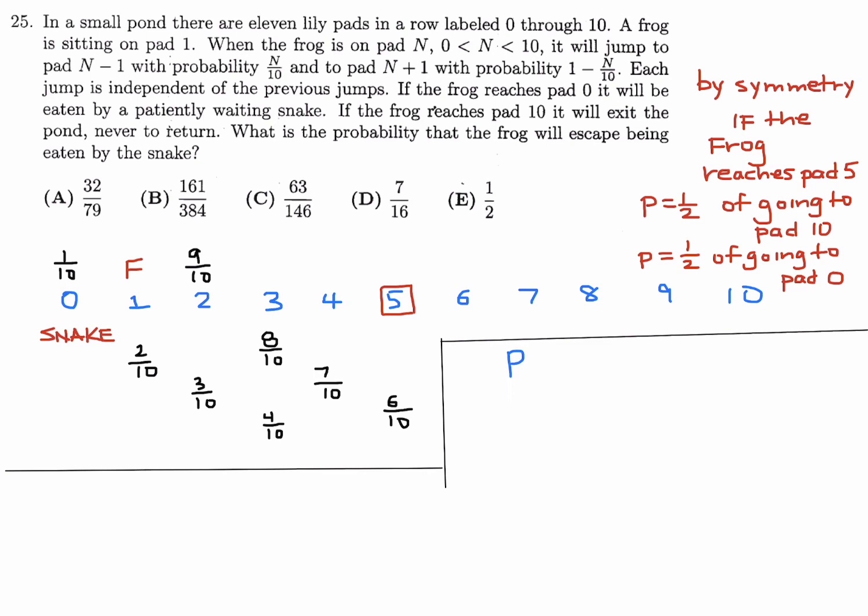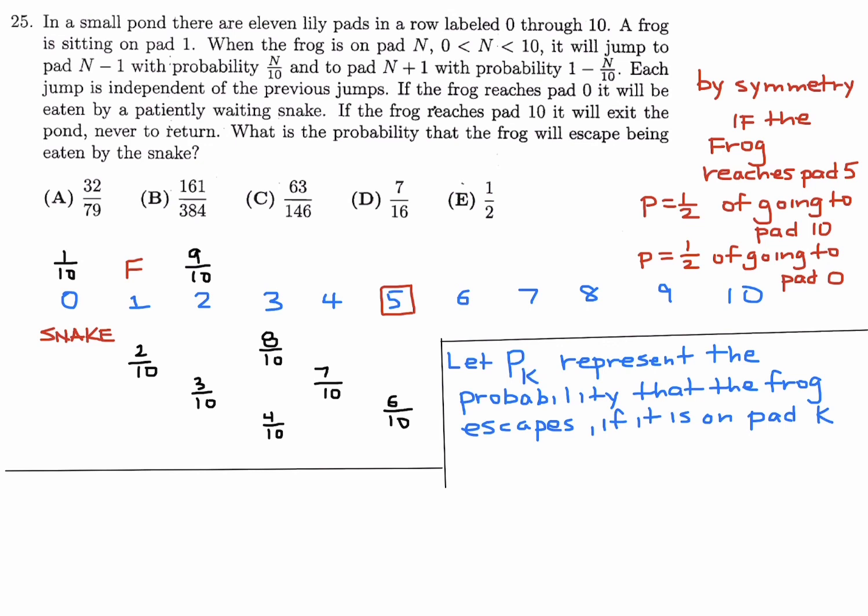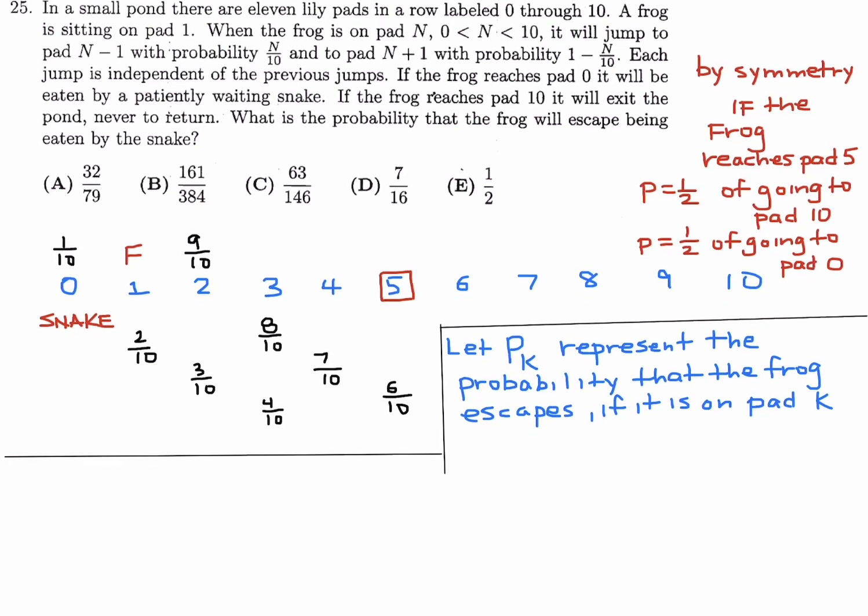So if you're at pad 1, and let's give a definition first. Let pk represent the probability that the frog escapes if it is on pad k. So, based on that definition, P1 is the equivalent of 9 over 10 P2, right? Because he was here, and in order for him to go there, the probability is 9 over 10. And very similarly, P2 is going to be calculated as follows. First, we have to figure out 2 over 10 P1, right? 2 over 10 P1 plus 8 over 10 P3.